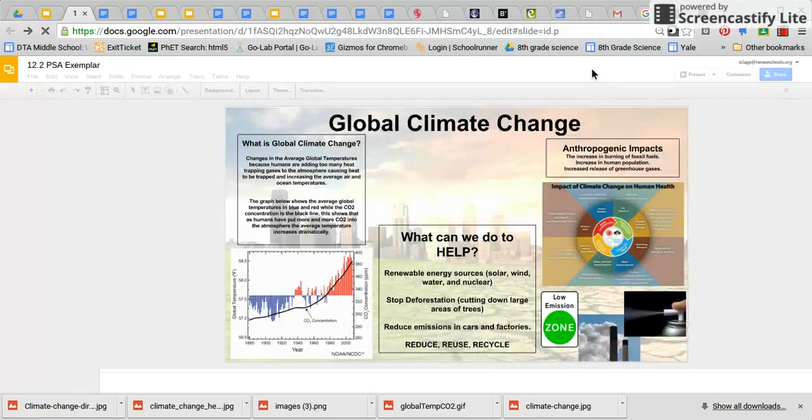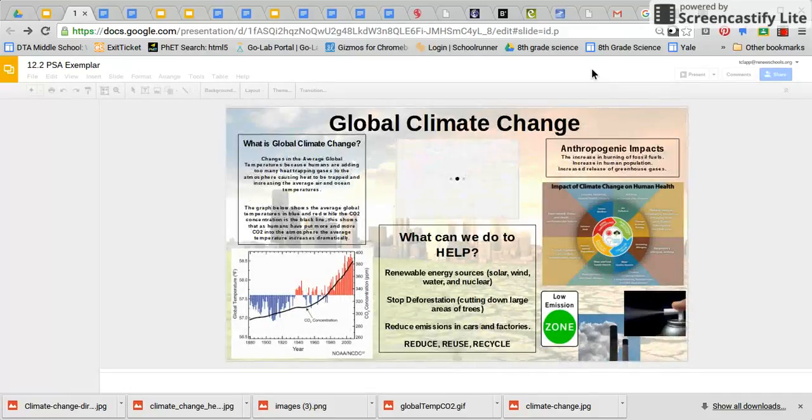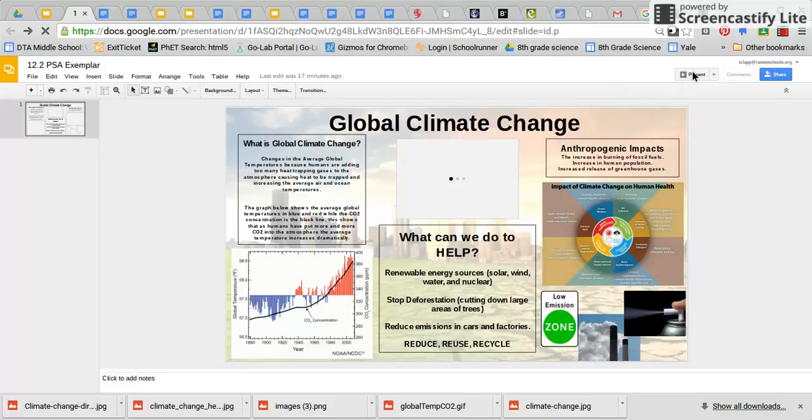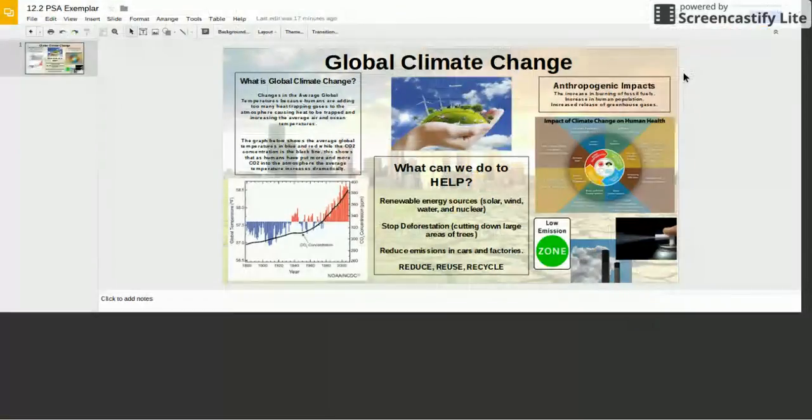Okay, so today you guys are going to be working on a project, and I'm going to show you an example real quickly of what this project should look like. You're doing a PSA or a public service announcement where you're going to make a poster that would be directed towards the general public about either global climate change or about greenhouse gases.